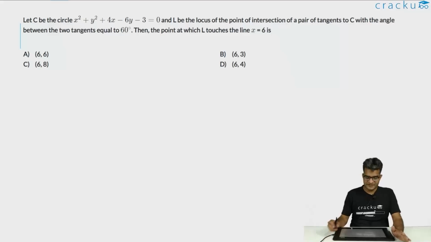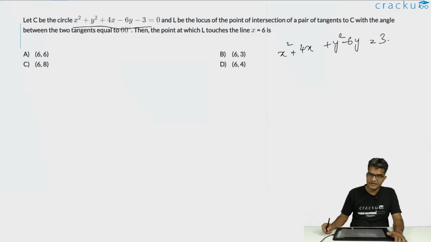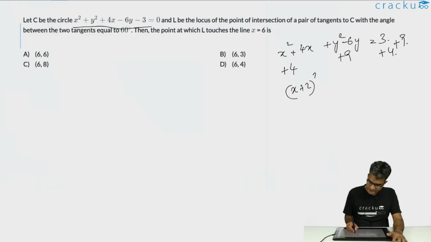In this question, we are given a circle which is x square plus y square plus 4x minus 6y minus 3 is equal to 0. So this, you can complete a perfect square. This is x square plus 4x plus y square minus 6y is equal to 3. You add a 4 here and a 4 here. You add a 9 here and a 9 here. So this is x plus 2 whole square plus y minus 3 whole square is equal to 16.